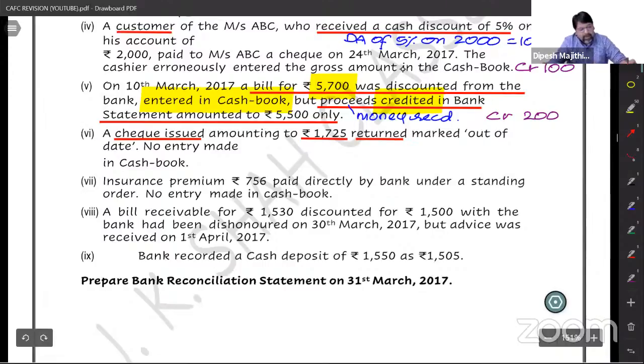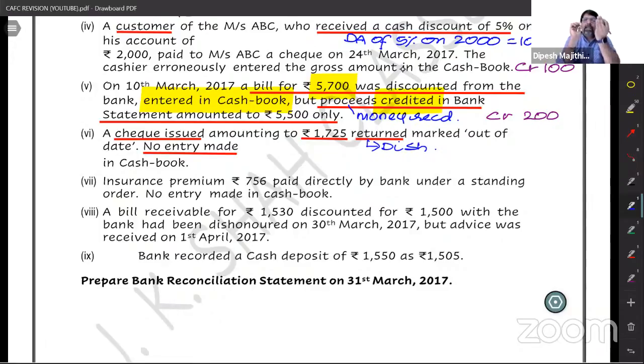Returned. Out of date. No entry in cash book. Returned means dishonored. Yes. So when you issue a cheque, it will come on the cash book credit side. It went to the bank, the passbook, and got dishonored and came back to you. So the cheque issued is dishonored. Which side should you record? Debit side. Did you record? No. How did you come to know? No entry has been made. So cheque issued 1725 is recorded in the cash book credit side. It is dishonored, so it should be recorded in the cash book debit side, but I did not record.